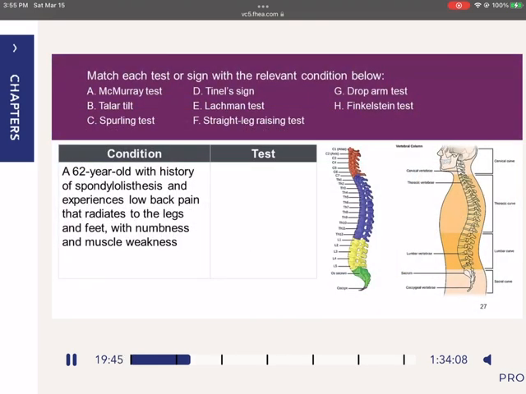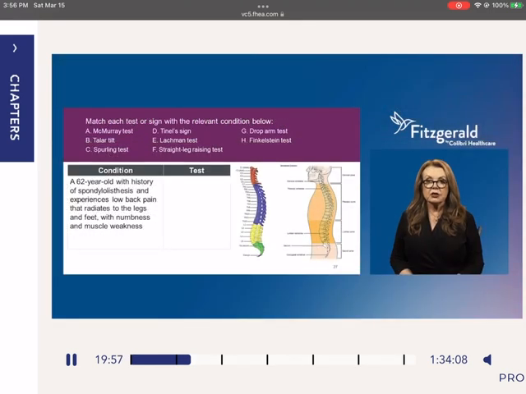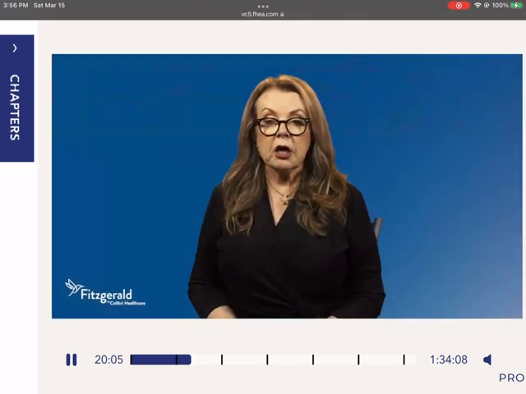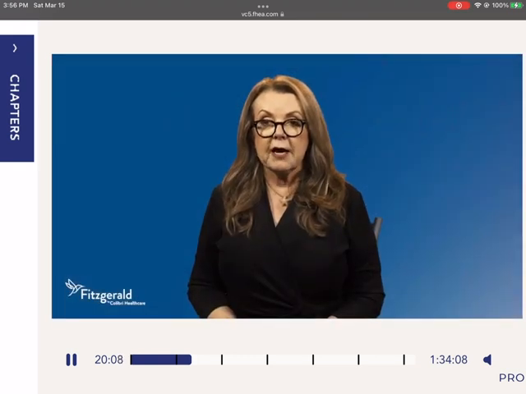A 62-year-old with a history of spondylolisthesis and experiences low back pain that radiates to the legs and feet with numbness and muscle weakness. What does that describe? That describes lumbar nerve root compression. That person will have an abnormal straight leg raising test. You can also see that with lumbar radiculopathy.